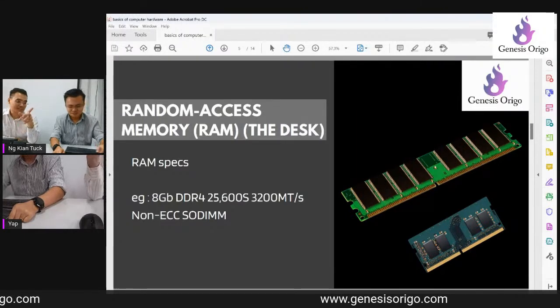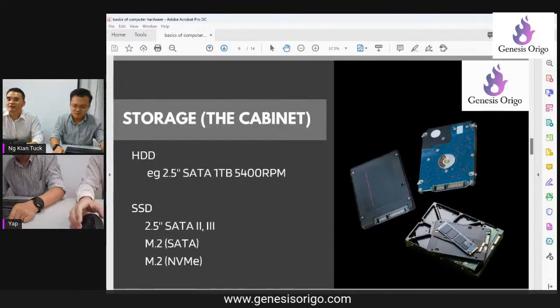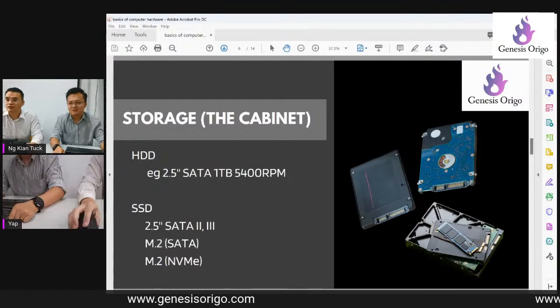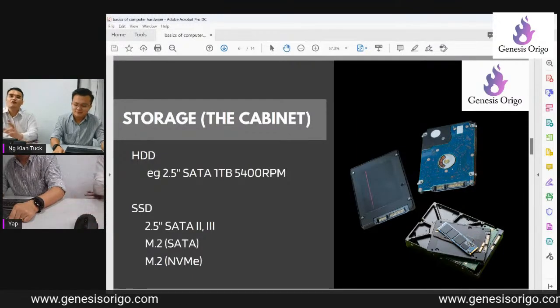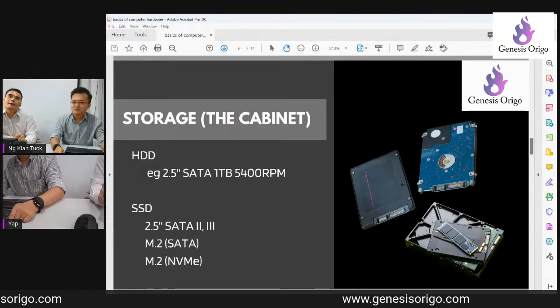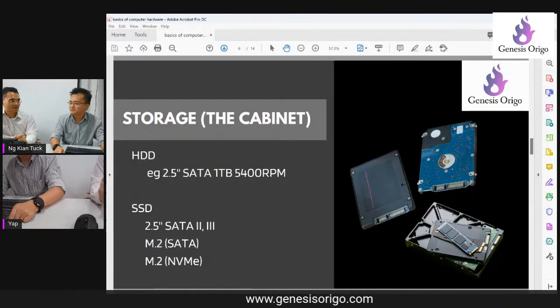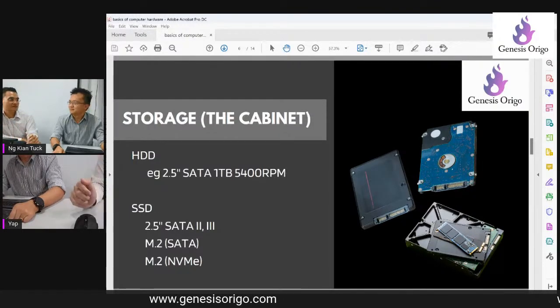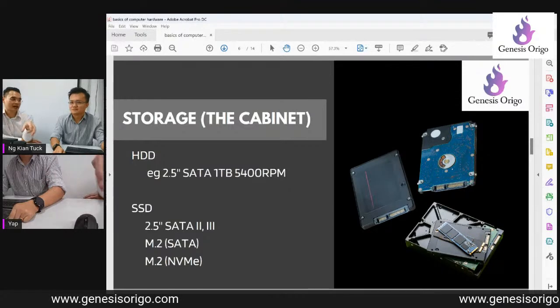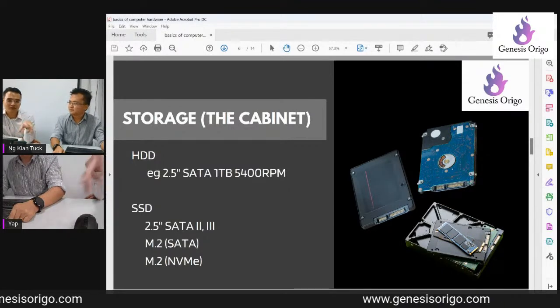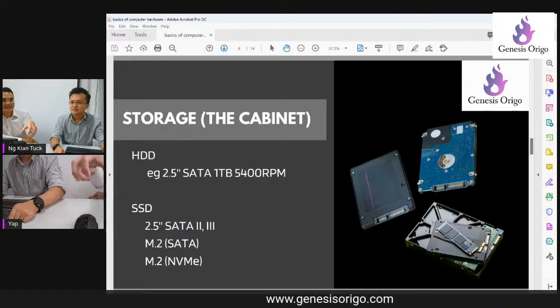Okay, so I think our next topic is storage. Yes, the storage. Now think of storage as your cabinet, your cupboard, to store your files. So traditionally, we call it a hard disk. Okay, hard disk. Why do we call it a hard disk? It is because it really has a hard disk inside.